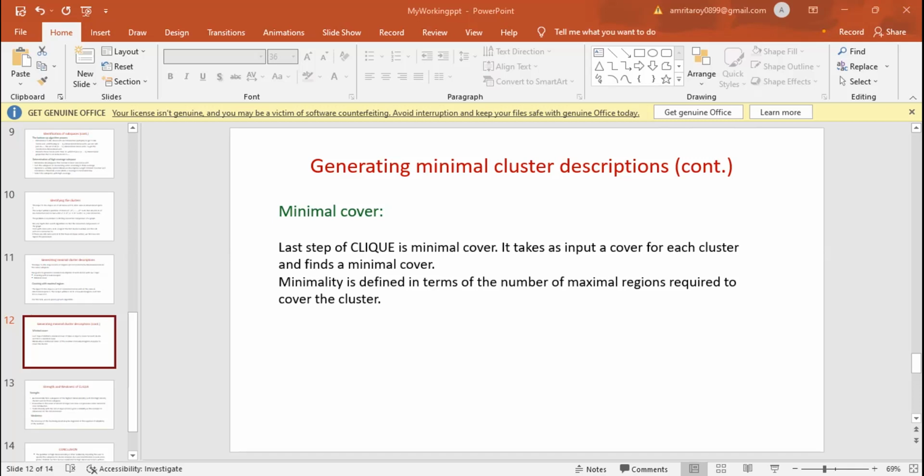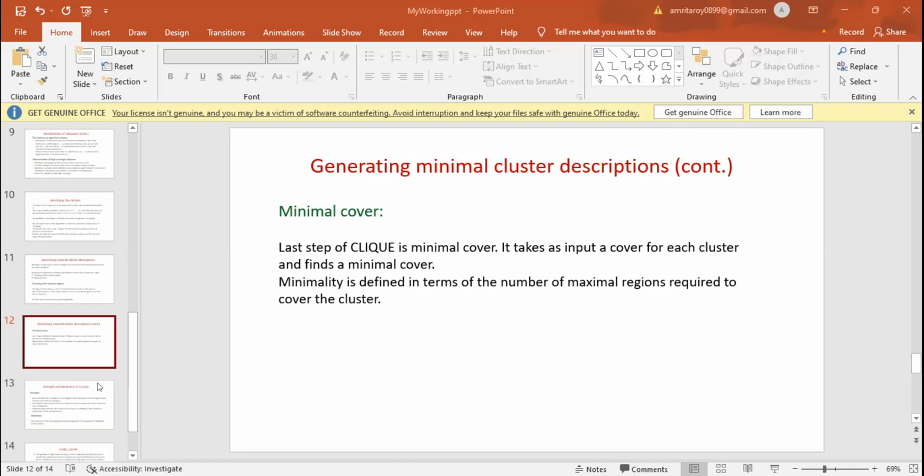Now, each maximal set of connected dense units is considered a cluster, and using this definition, the dense units in the subspaces are examined in order to find clusters in the subspace. The information of the subspace is then used to find clusters in the n-dimensional space. Now, all the cluster boundaries are either horizontal or vertical. This is due to the nature of the rectangular grids. So these are the major steps in the CLIQUE algorithm.